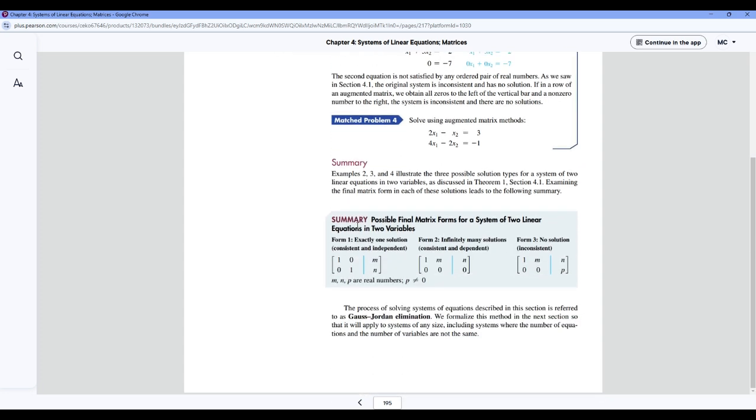Summary: the possible final matrix forms for a system of 2 linear equations are 1, 0, m, which means x is equal to m, and 0, 1, n, which means y is equal to n. Or here you have 0, 0, and this would just be a line, which means infinite solutions. And here, this one would be no solution because 0 is equal to a nonzero number, and that's not true. So there are 3 possible outcomes, just like when you solve it linearly.